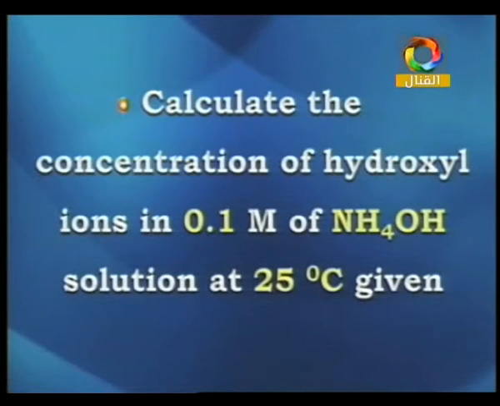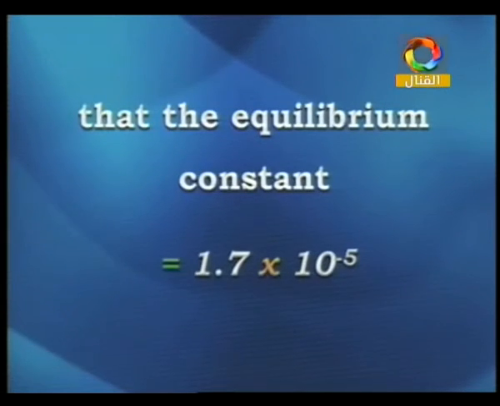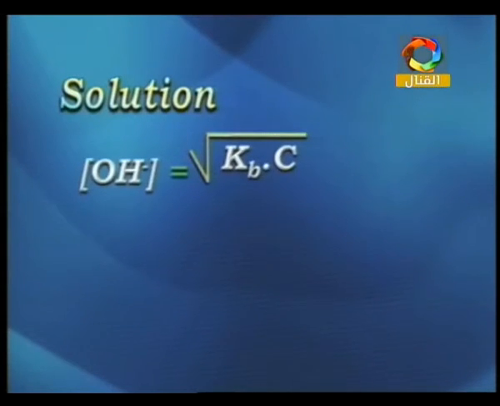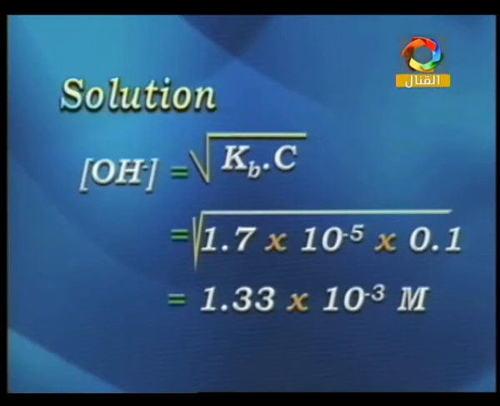Next type of question: calculate the hydroxyl ion concentration in 0.1 molar of ammonium hydroxide solution at 25 degrees Celsius, given that the equilibrium constant Ka equals 1.7 times 10 power negative 5. Solution here, the hydroxide ion equals square root of Kb times C, so square root of 1.7 times 10 power negative 5 times 0.1, it will be 1.33 times 10 power negative 3 molar.